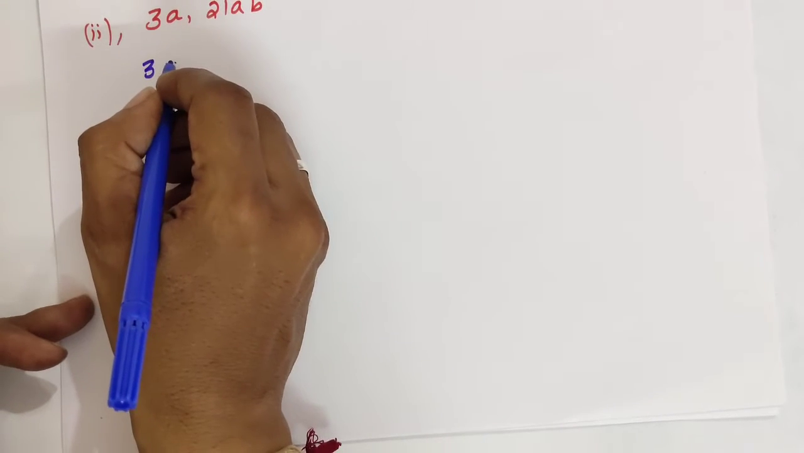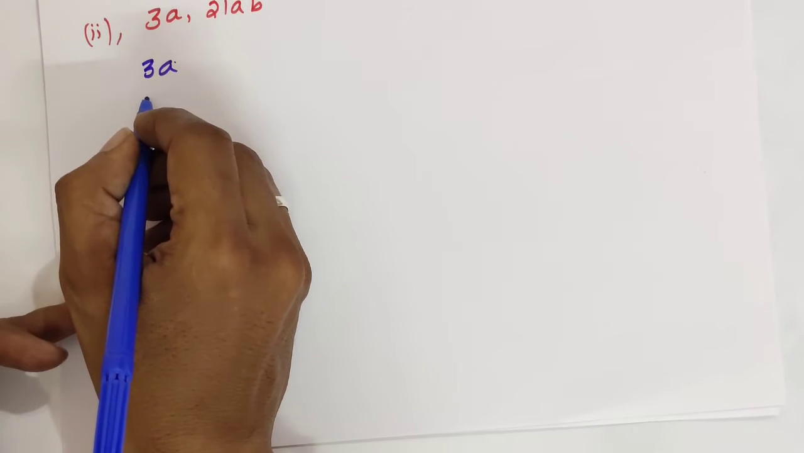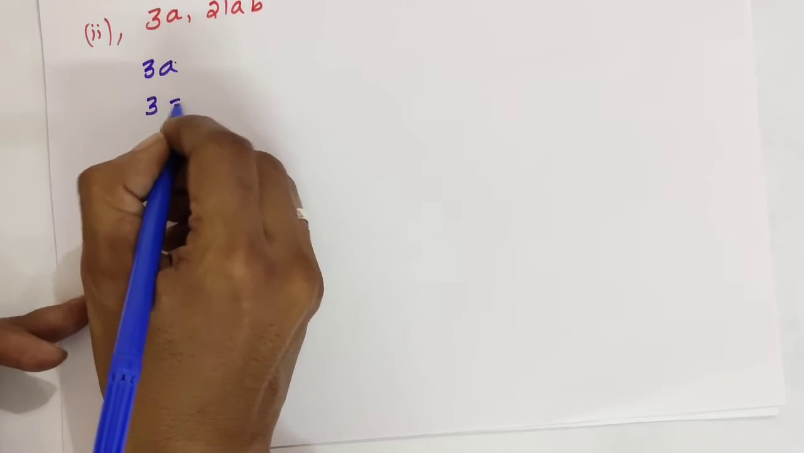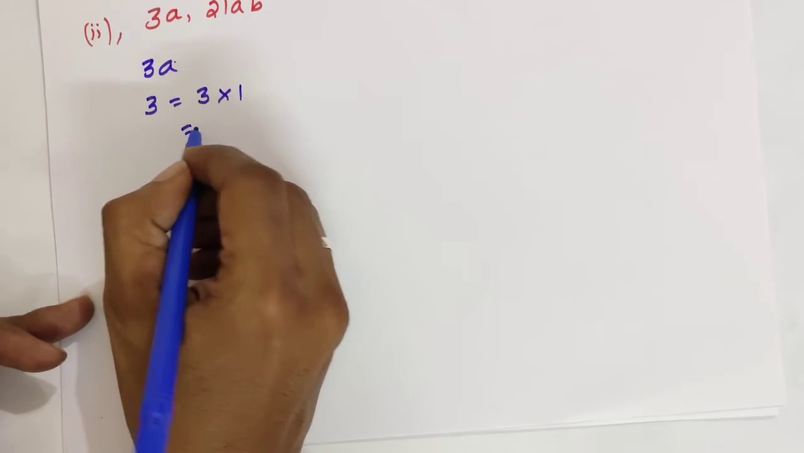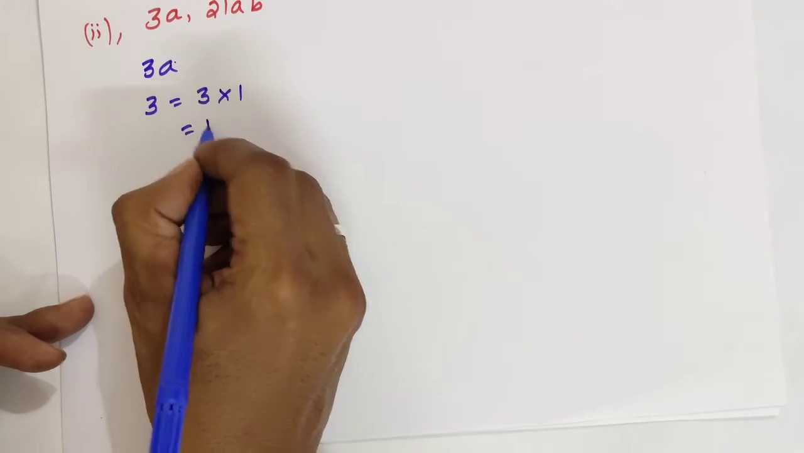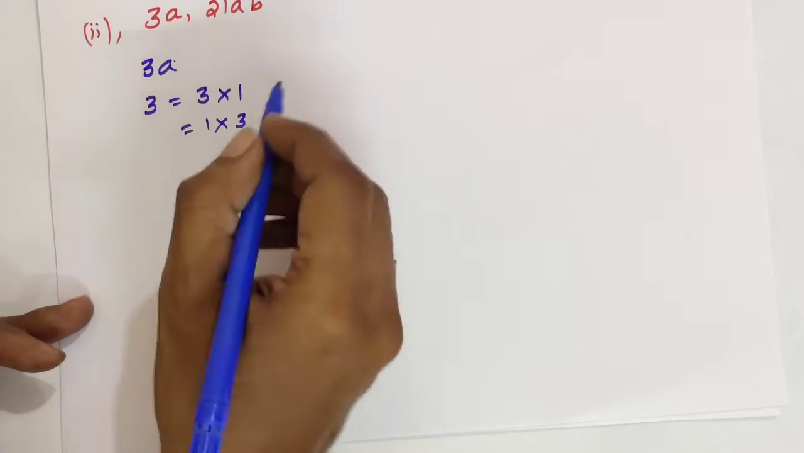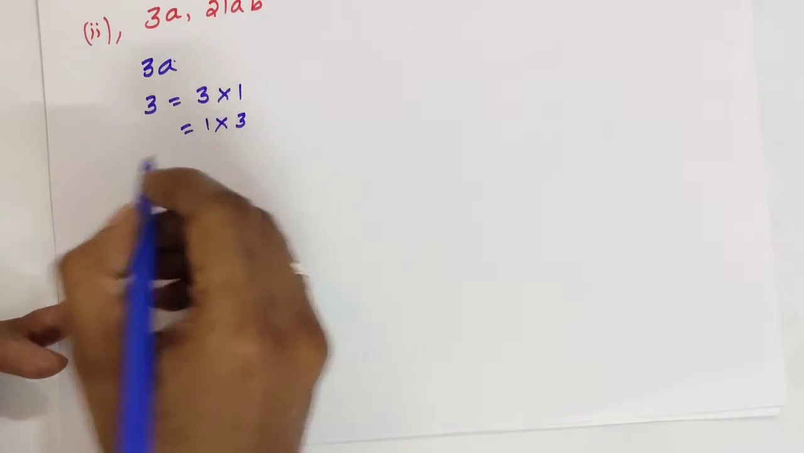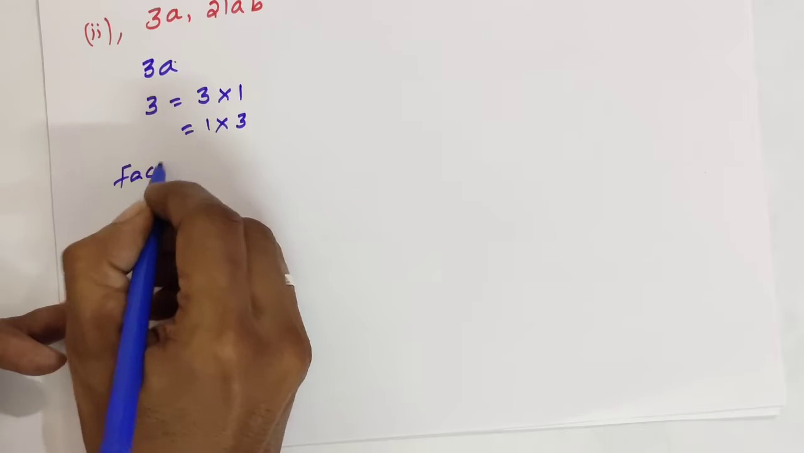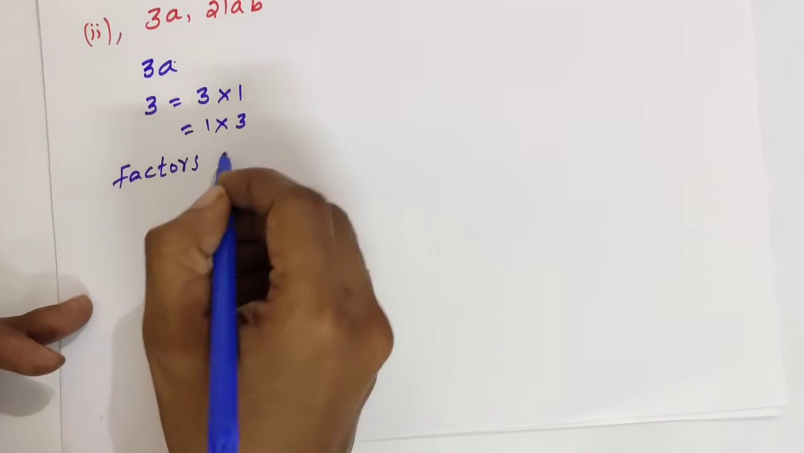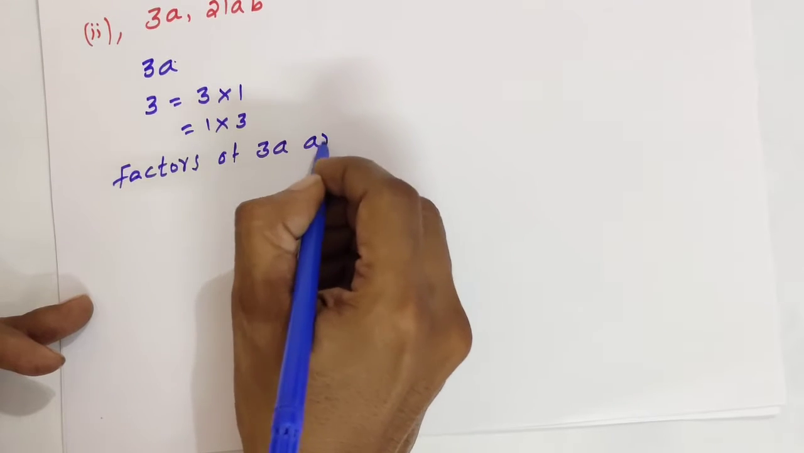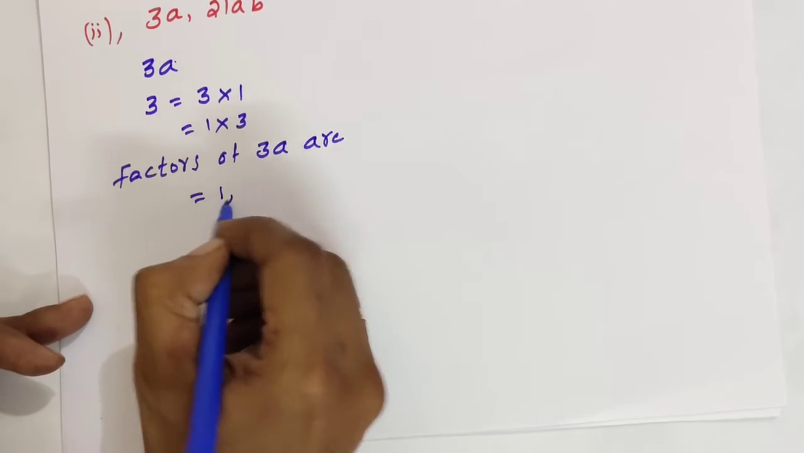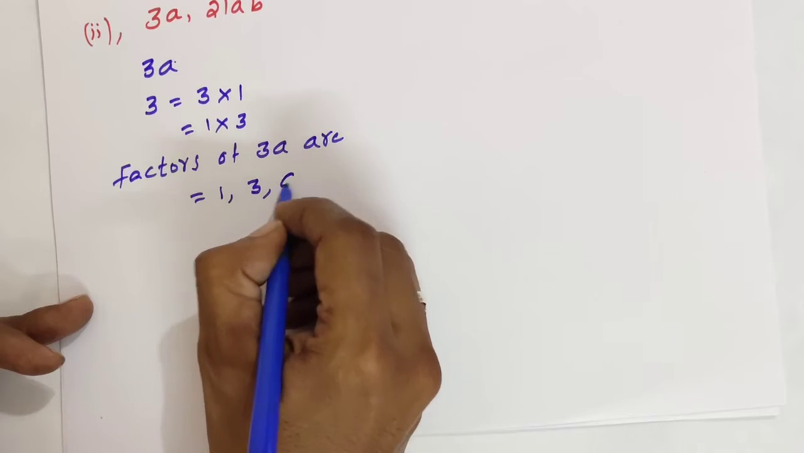3a is nothing but, here the factors of 3 are 1 into 3, or simply you can write 1 into 3. So simply the factors of 3 are 1 and 3, and the factors of 3a are 1, 3 and a.